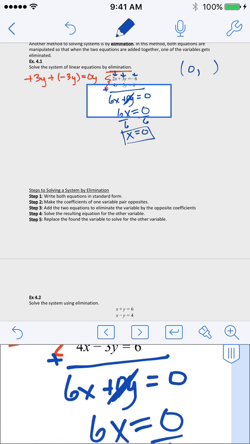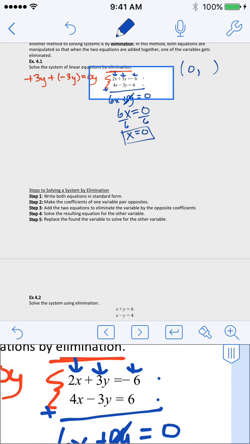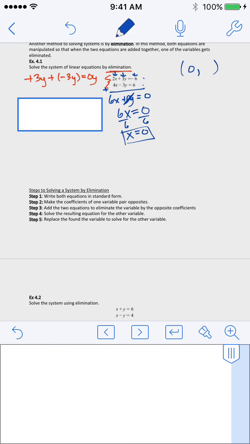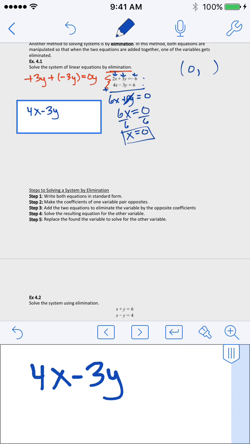Now we'll go back, we'll take the 0, and we can use either equation we like. Just like in the last problem, we do not have to use one that is solved for a variable. We just need to have something that has an x and a y in it, right? So we can use either one. I think I'm going to use the second one. So 4x minus 3y equals 6.